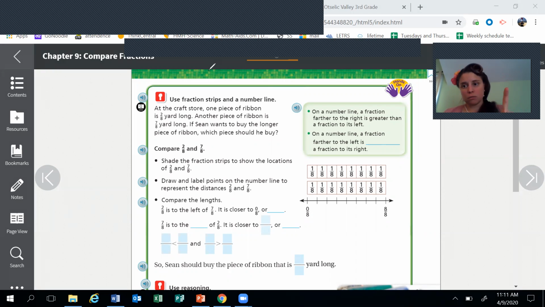So the first thing we need to do, underline what it's asking us to do. It's asking us to figure out which piece he should buy. And how do we know what kind of piece he wants to buy? It needs to be longer, okay? So another name for longer would be greater. So we're gonna use our greater than and less than signs again. And so we have two pieces of ribbon. One is 2/8 and one is 7/8. So what we need to do is shade on our fractions 2/8 and 7/8.